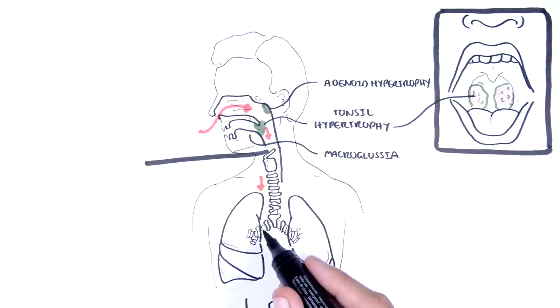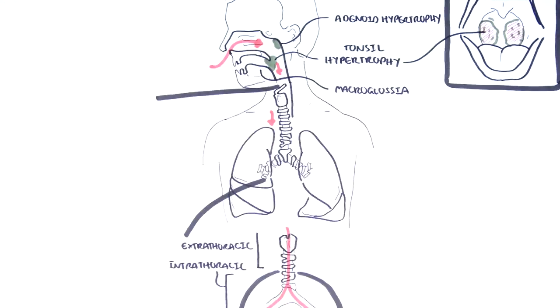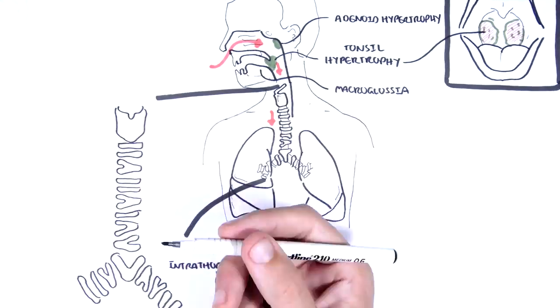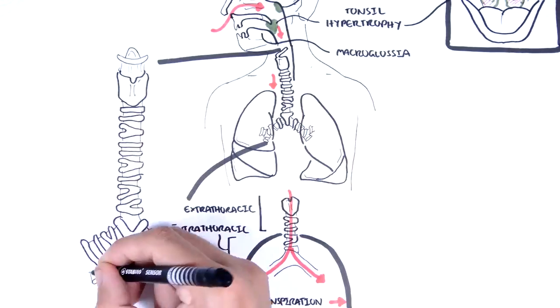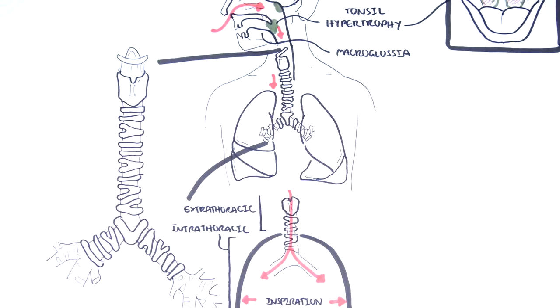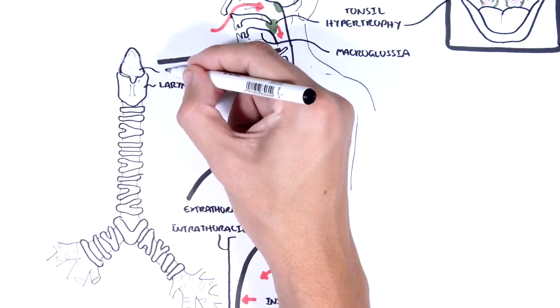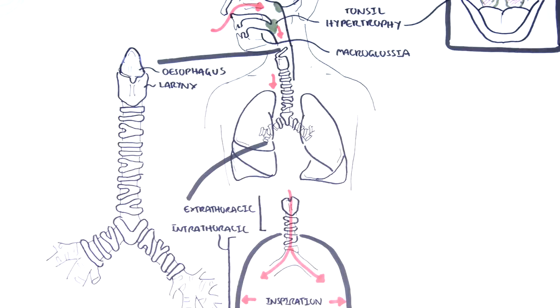Moving down the respiratory tract, focusing on the laryngopharynx, the larynx, and the trachea, these structures are still within the extrathoracic region, and so it will cause an inspiratory stridor if partially obstructed. Here is the larynx, and here is the epiglottis, not the esophagus. This is a spelling mistake, please. This is the epiglottis.